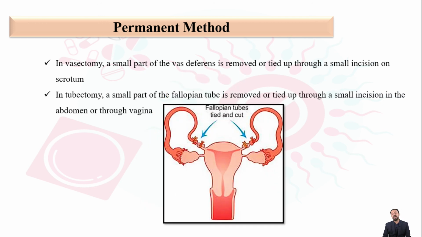Tubectomy on the other hand is a slightly more invasive surgery. In this particular method, a small part of the fallopian tube is removed or tied up through a small incision in the abdomen, or generally it can be also done through the vagina.